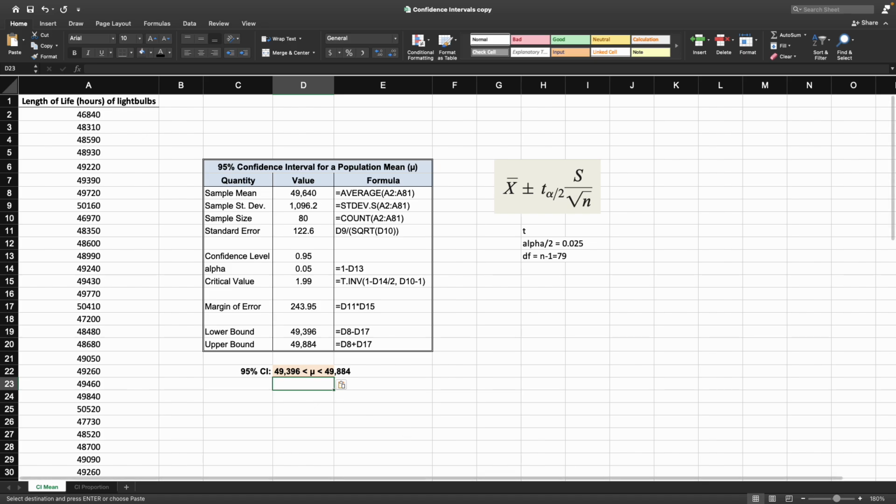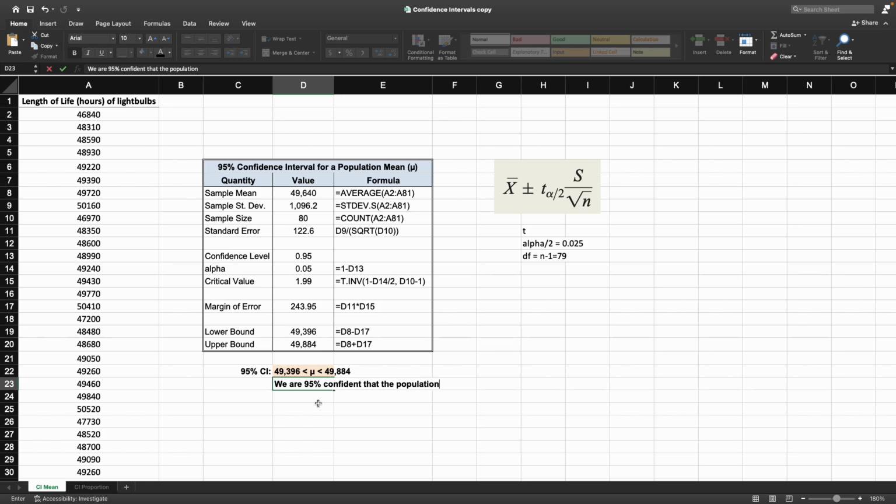So if we were to interpret this, we would say we are 95% confident that the population average length of life of a light bulb is between 49,396 and 49,884 hours.